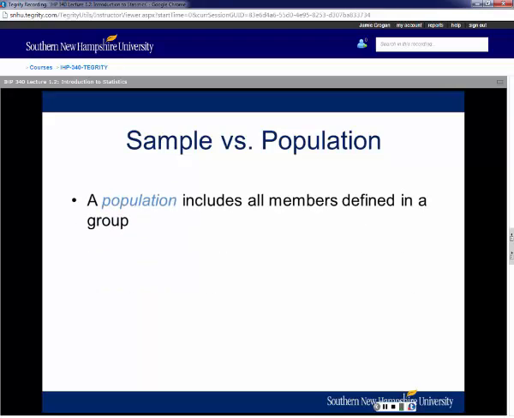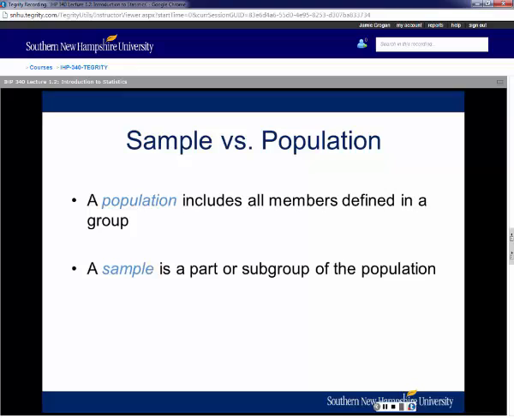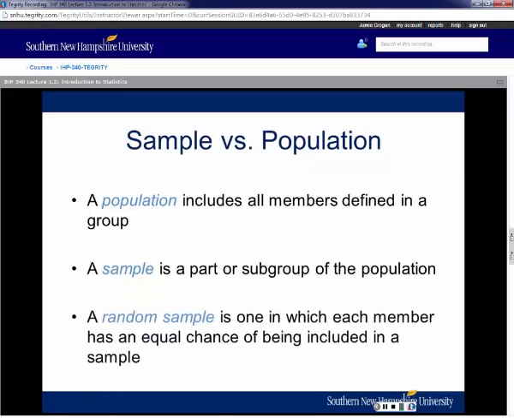This leads us to what is a sample versus a population. So a population is all members of a defined group. Sometimes researchers focus on a specific population, maybe all women, or all men, or all adults with heart disease, or all children, or adolescent children. So it's some large group of people. The sample is a subgroup of that population. And typically when people do research, the goal is to get a random sample of people from that population that is being focused on. A random sample is one in which every member of the population has an equal chance of being included in the sample.